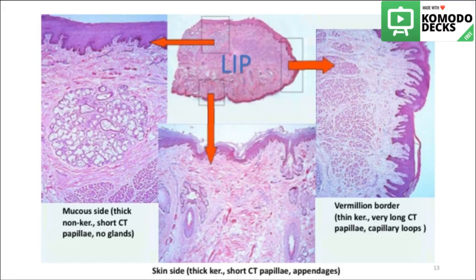So these are the three parts of the lip: the skin, the outermost part, which we can distinguish through the appendages in the submucosa. Next is the vermilion zone, which we distinguish through the very thin keratinized epithelium and the presence of capillary loops. And thirdly is the mucous inner side, which is non-keratinized epithelium and contains the labial glands.